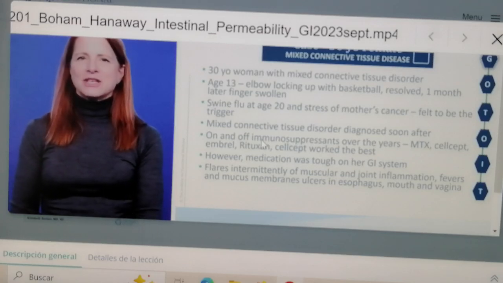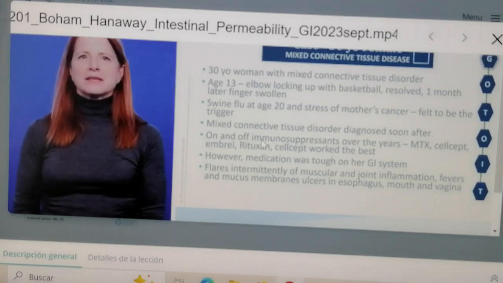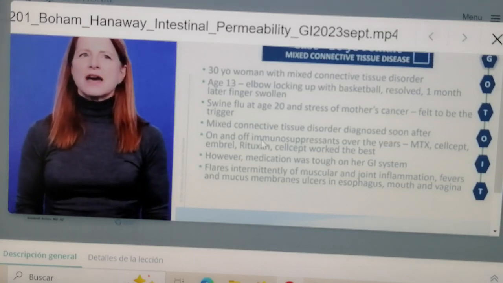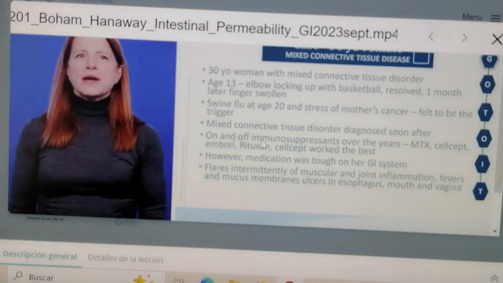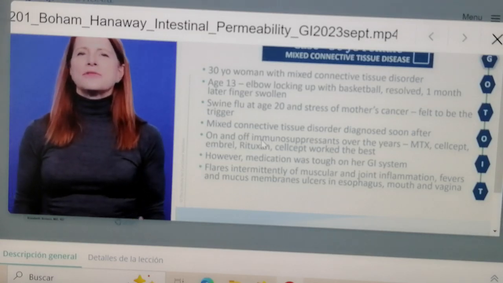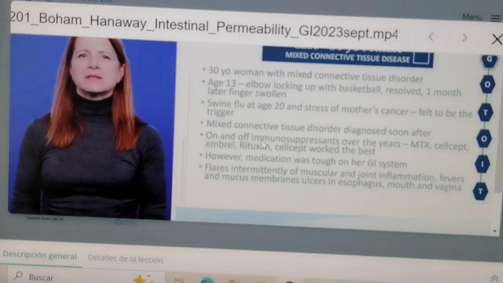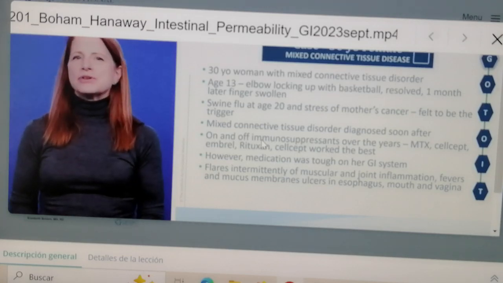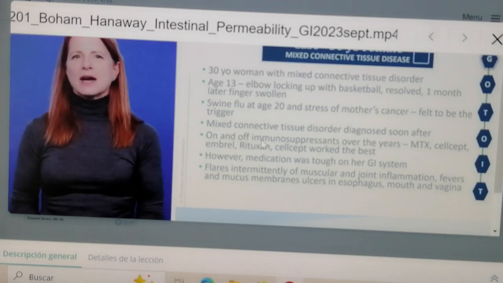30-year-old woman, mixed connective tissue disorder. At the age of 13, her elbow locked up playing basketball, but then it resolved. But then a month later, her finger swelled up. That also resolved as well. At 20, she had swine flu, and there was a lot of stress going on with her mom's cancer. And she felt that those two things may have been triggers for her inflammatory autoimmune disorder. And soon afterwards, she was diagnosed with mixed connective tissue disorder.